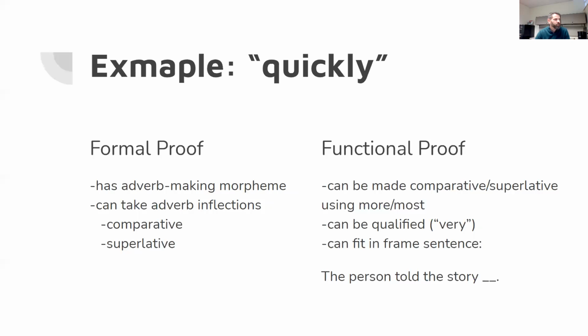So let's take a look at some examples quickly. Okay, ly we see there. Okay, can we say quicklier, quickliest? Probably not. We would say more quickly and most quickly. We could say very quickly, and we could say the person told the story quickly. About fast. Okay, similar meaning, obviously. Adverb making morpheme, no, but we could say faster and fastest. Okay, and so we would do that probably instead of the more, most. We could talk about very fast. Okay, and then it can fit the story. The person told the story fast, meaning quickly.